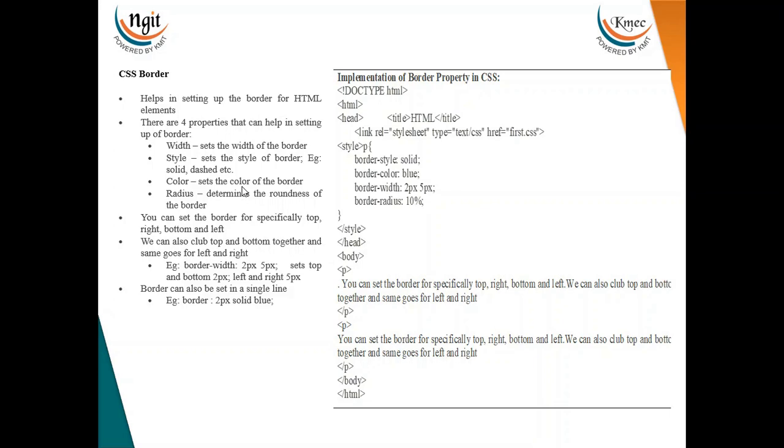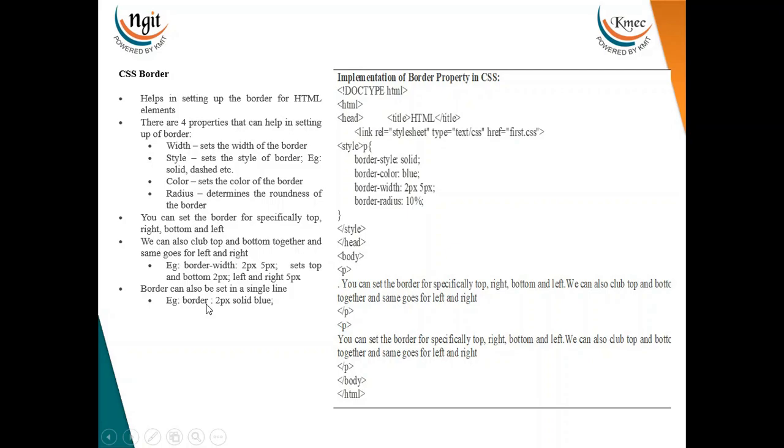You can set the border specifically for top, right, bottom, and left. We can also club top and bottom together, and the same goes with left and right. For example, here I gave border width as 2 pixel, 5 pixel. Like this you can club and mention it. If you mention border width as 2 pixel and 5 pixel, it sets the top and bottom as 2 pixel, and left and right as 5 pixel.